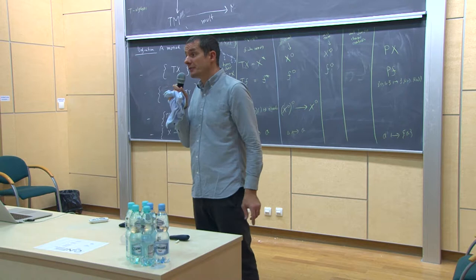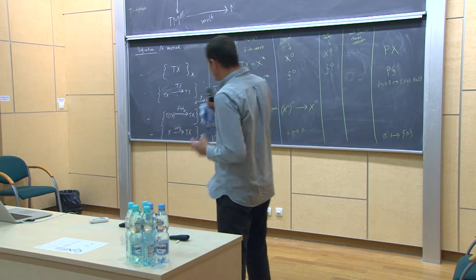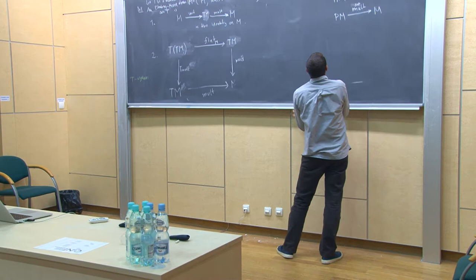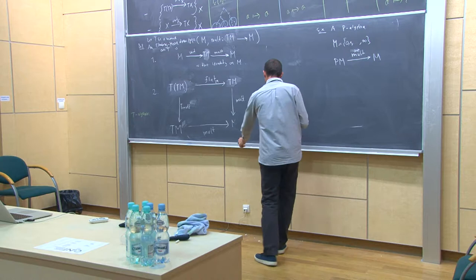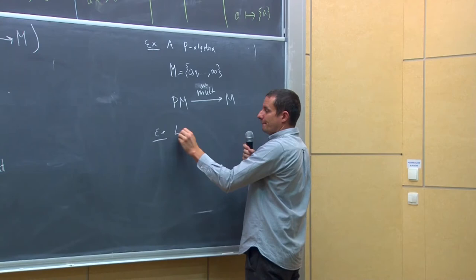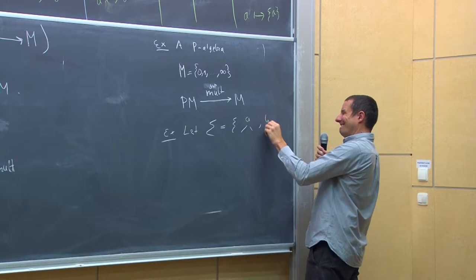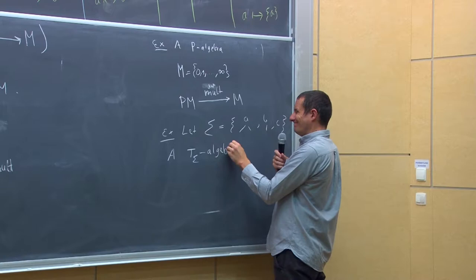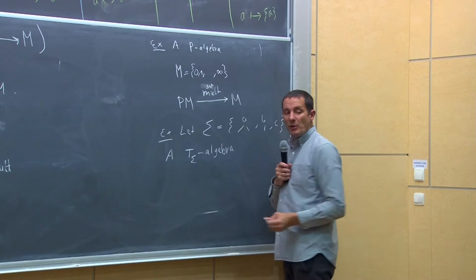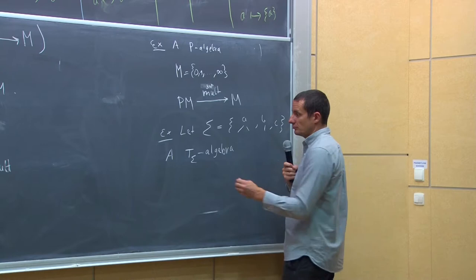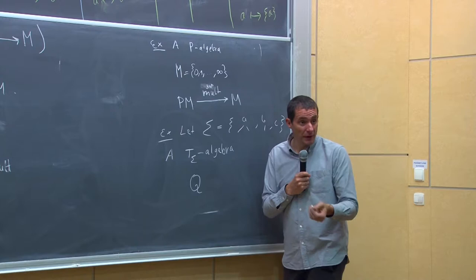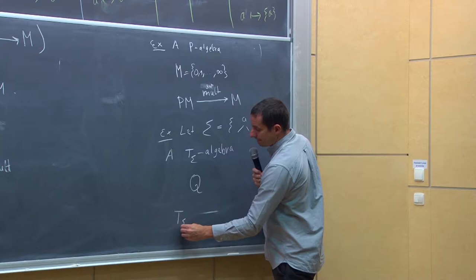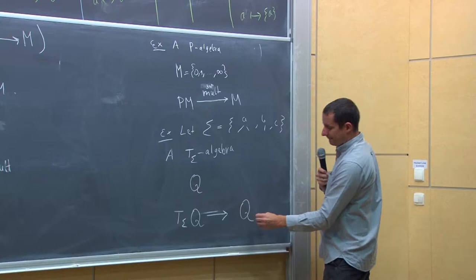So let me write it out, maybe. Let's fix this thing. And what is a T sigma algebra? Well, what is it syntactically? You need to supply a universe. To strengthen your intuitions, I will call it big Q. Some set, maybe finite, maybe not. And I need to provide a function from T sigma of Q to Q.